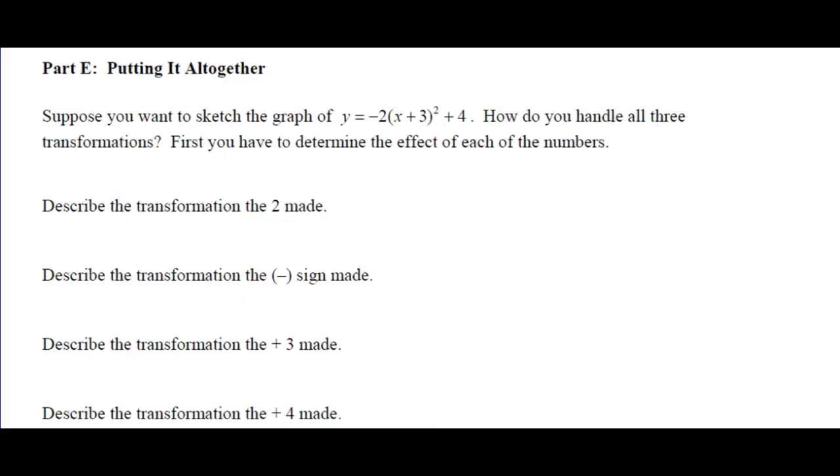Putting it all together. All right. Suppose you want to sketch the graph of y equals negative 2, x plus 3 quantity squared plus 4. How do you handle all three of these transformations? First, you have to determine the effect of each of the numbers.